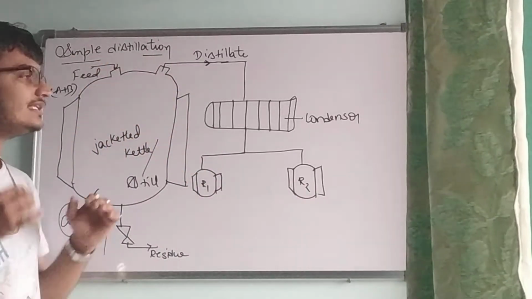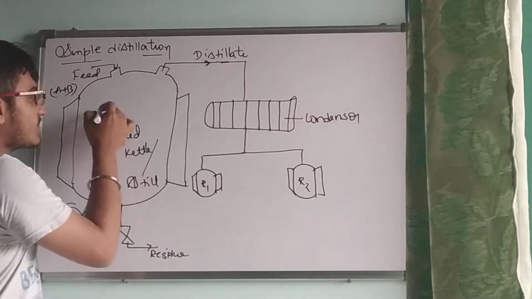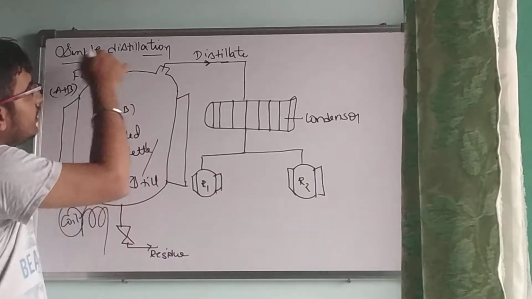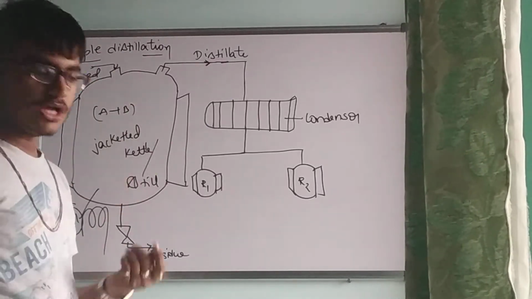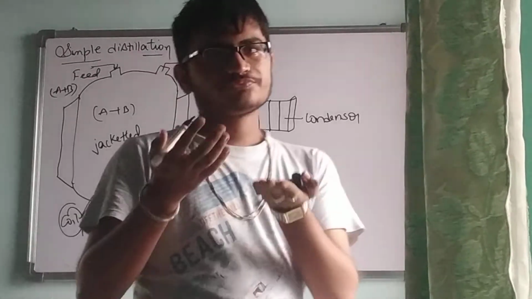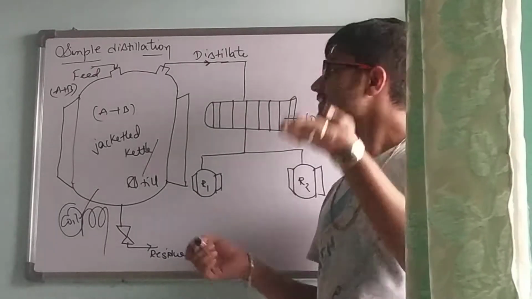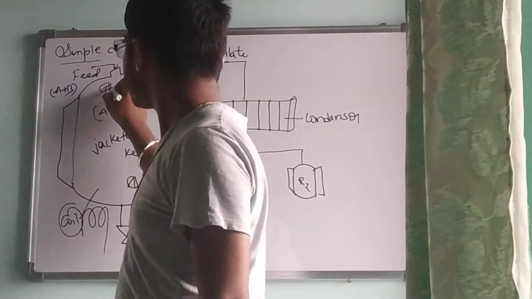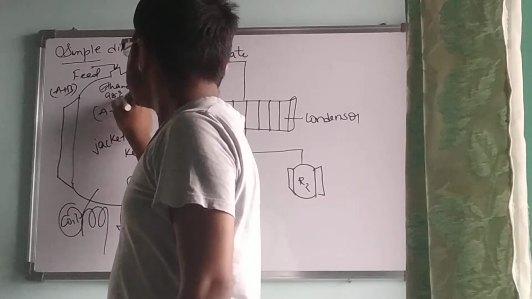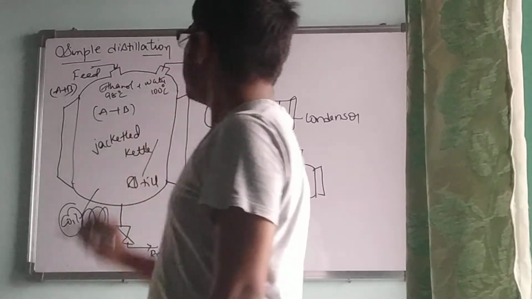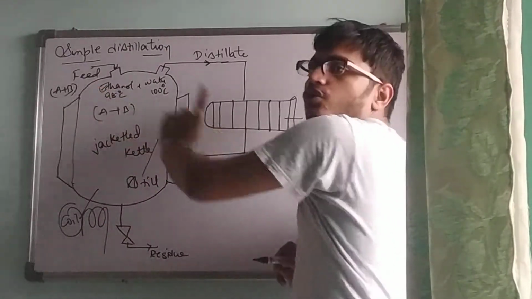Now basically, when the process begins, you will introduce the feed mixture A and B into this still. What happens initially? Your vapors start forming. For example, I am taking the ethanol and water mixture again, where ethanol boils at 98 degrees Celsius and water boils at 100 degrees Celsius. So ethanol, at 98 degrees Celsius, is the more volatile component.